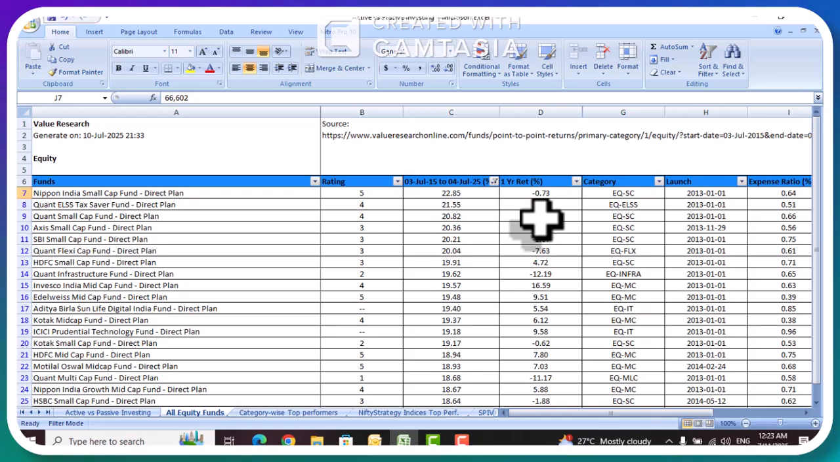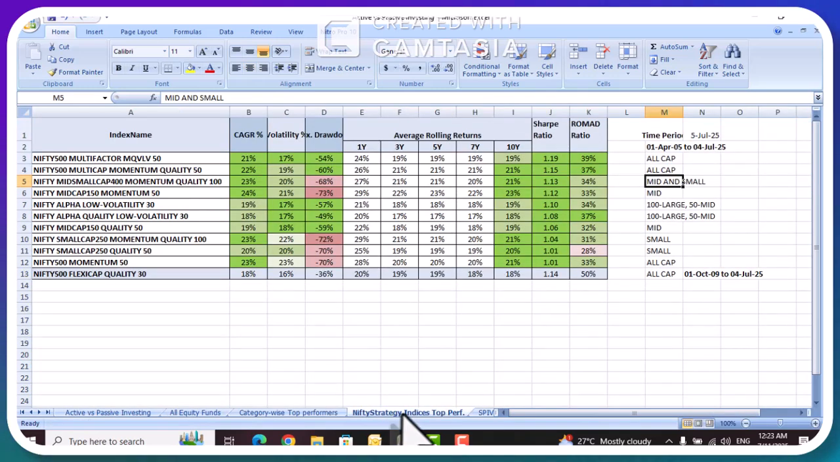And the fund categories also are similar ones. All right. They also don't have any pure large cap fund in the passive strategy. And over here also, we don't see any pure large cap fund in the top performers. All right.